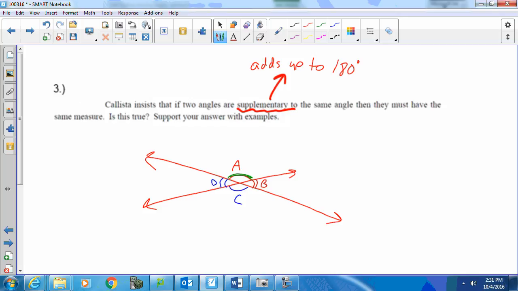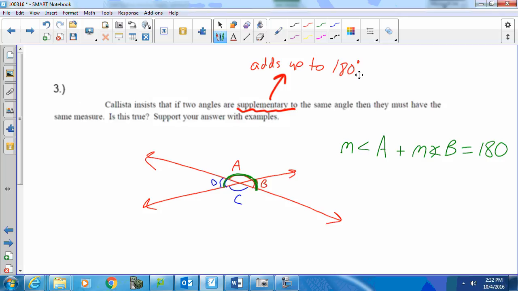It's actually supplementary to two different angles. It's supplementary with angle B, right? But it's also supplementary with D. So I'm going to write this down. The measure of angle A plus the measure of angle B is equal to 180. All right, so that's true.